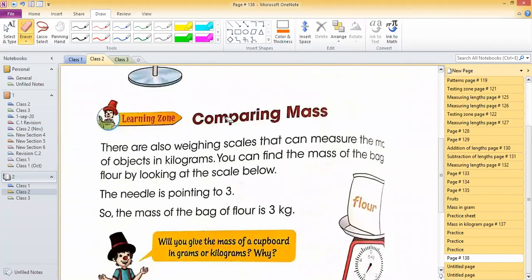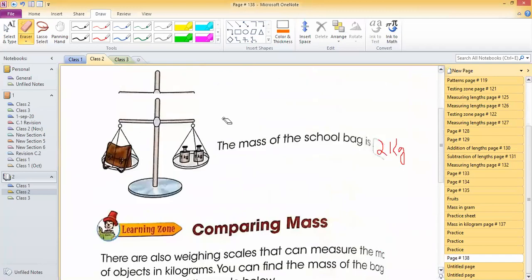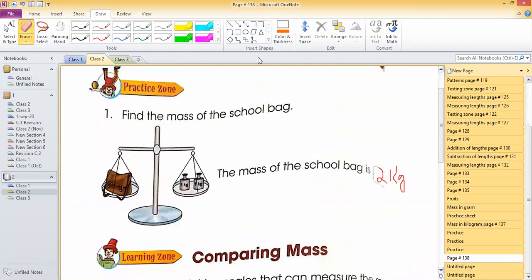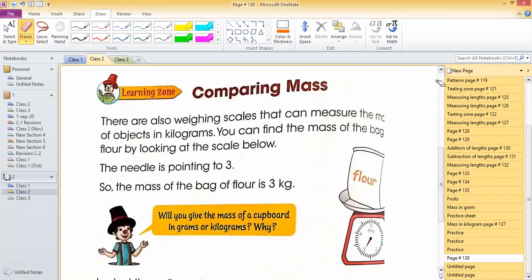And today we are going to study about comparing masses as well. Comparing masses. Did you finish, guys? 2 kg? Yeah. That's very good. I know that is very easy. Now we will talk about comparing masses.